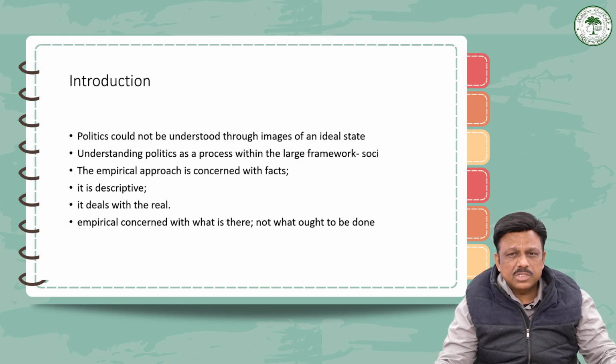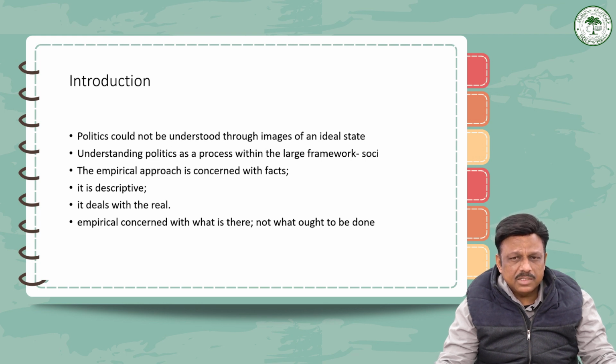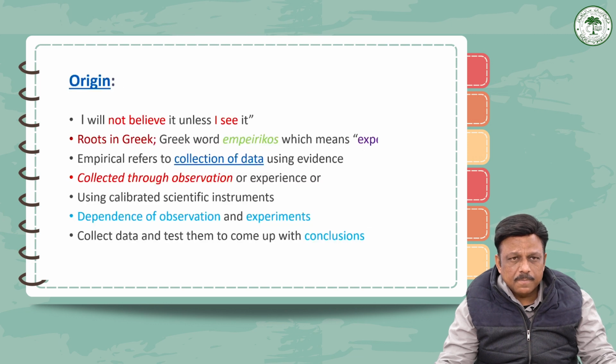Now, the empirical approach is concerned with facts. It's descriptive, it deals with the real world. On the other hand, the normative approach is concerned with values, it's prescriptive, it deals with ideals. In other words, the empirical approach is concerned with what is there. The normative approach is concerned with what ought to be done.